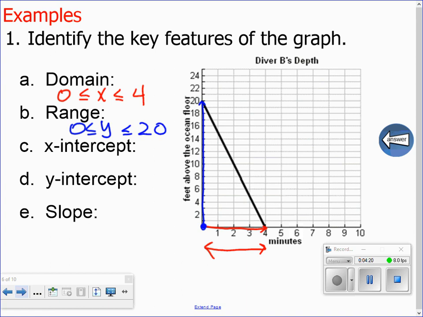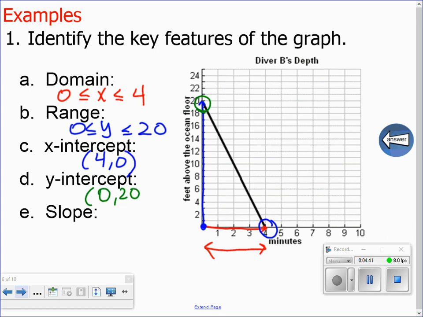We're talking about our x-intercept. This is where it crosses the x-axis. So we cross the x-axis, or we intercept the x-axis at (4, 0), where we're listing the intercepts as a point. And for the y-intercept, we cross the y-axis, or intersect the y-axis at (0, 20).